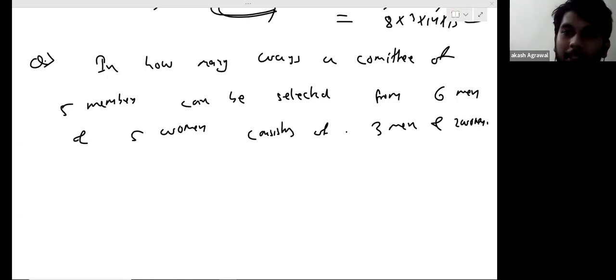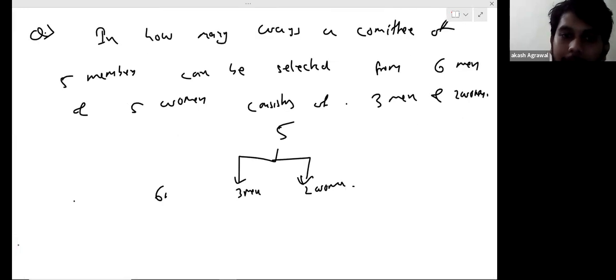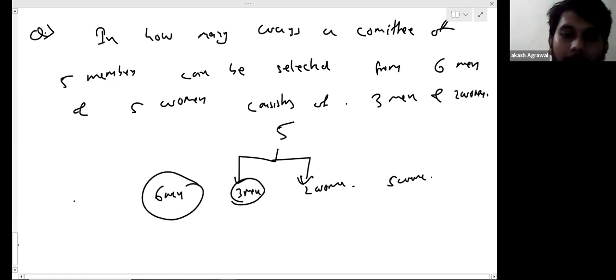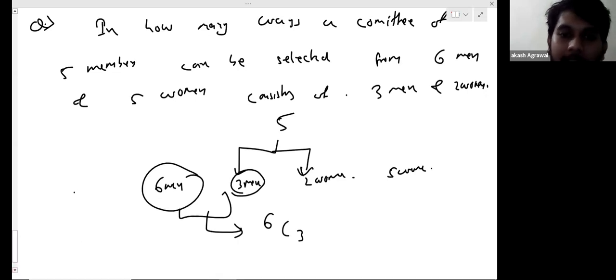See, this is very simple. They are saying we have to form a committee with 5 members, right? It should have 3 men and 2 women, out of 6 men and 5 women. That means we have to choose 3 men out of 6. So the answer of this is 6C3. How many of you are clear about this? How we got 6C3?